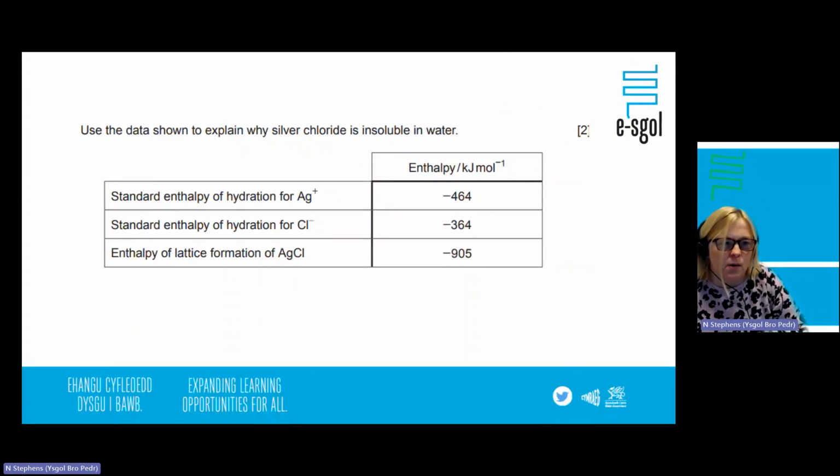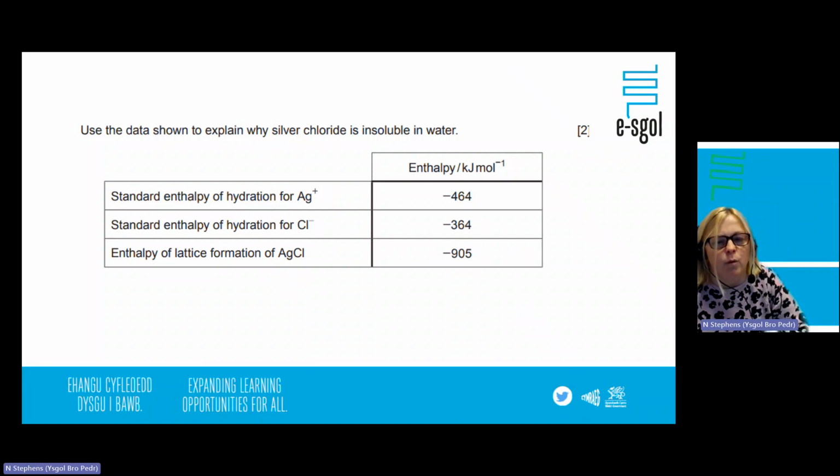So it says there, this question: why would you suspect the silver chloride is insoluble in water based on the enthalpy stated there? Well, we know that to make a solution, you have to carry out two distinct processes, which is, of course, you have to break that lattice, and then you have to hydrate those ions.